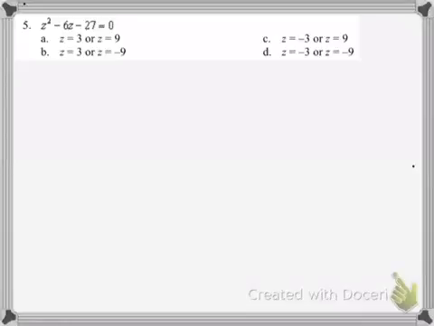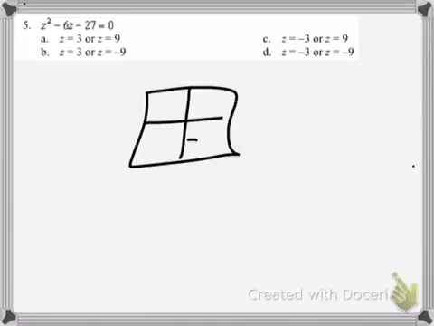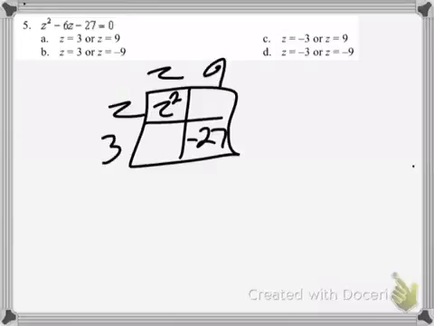Here we go. Let's look at this one. You can factor it. You can use the quadratic formula, complete the square, however you want to do it. -27. Z and Z. 9 times 3. -9 gives it -9z and 3z.